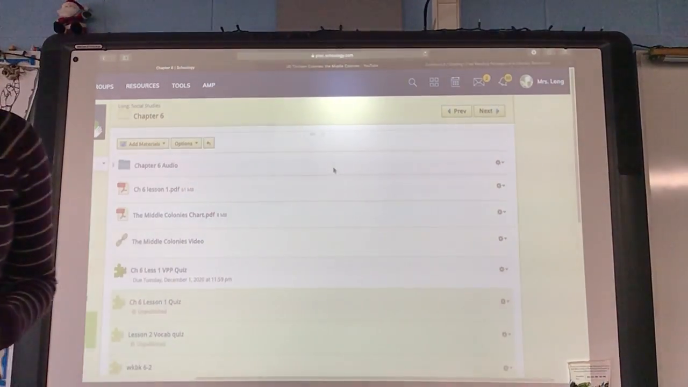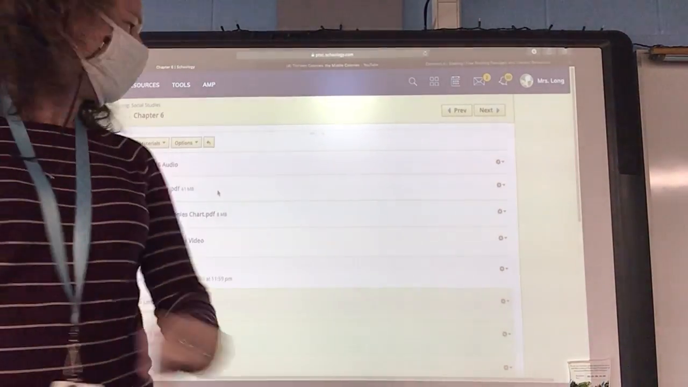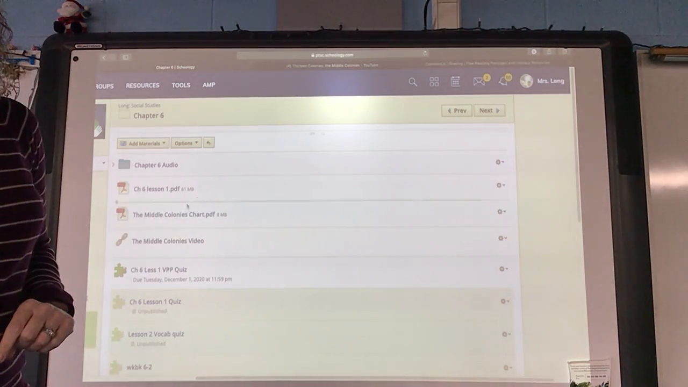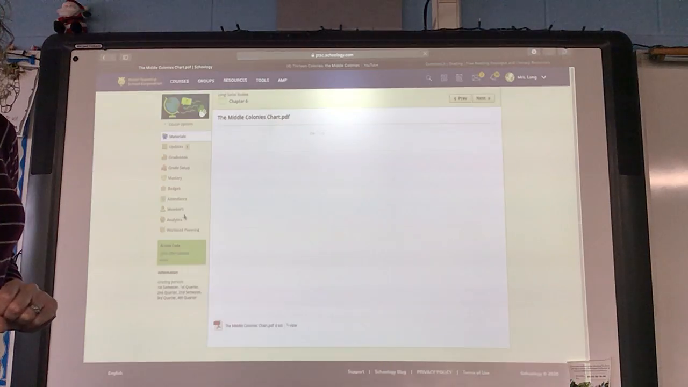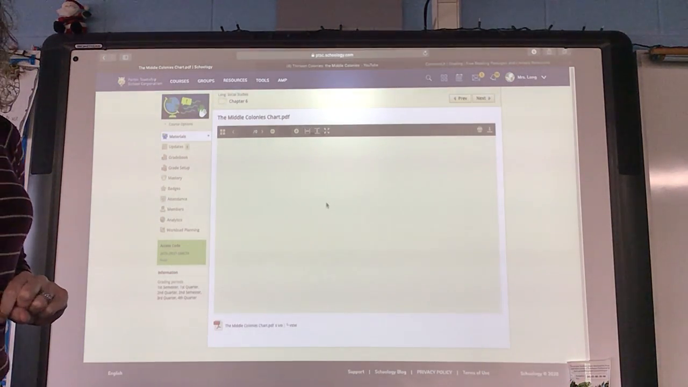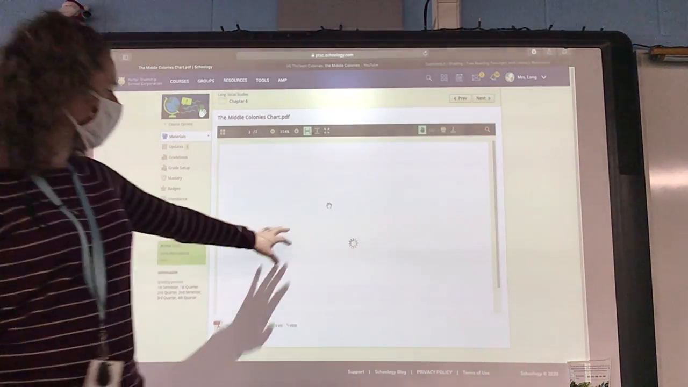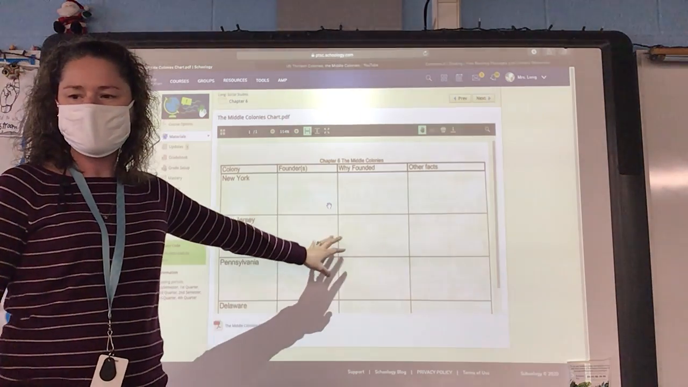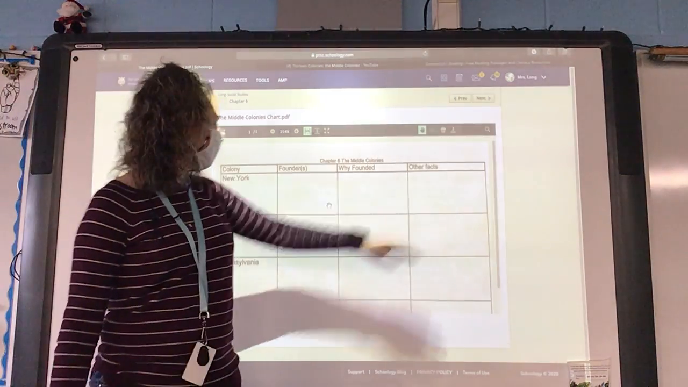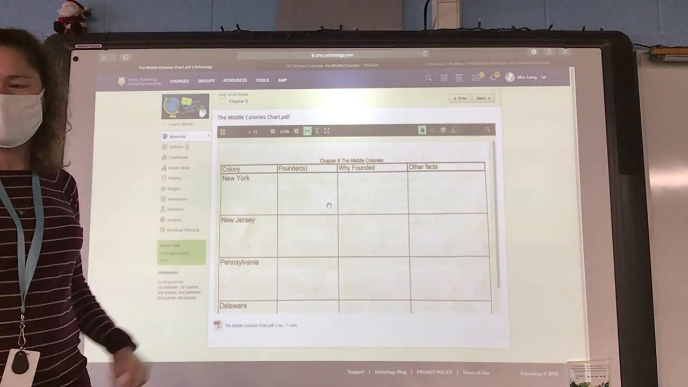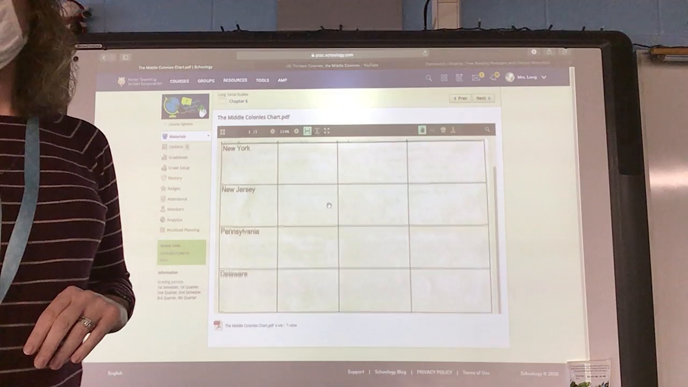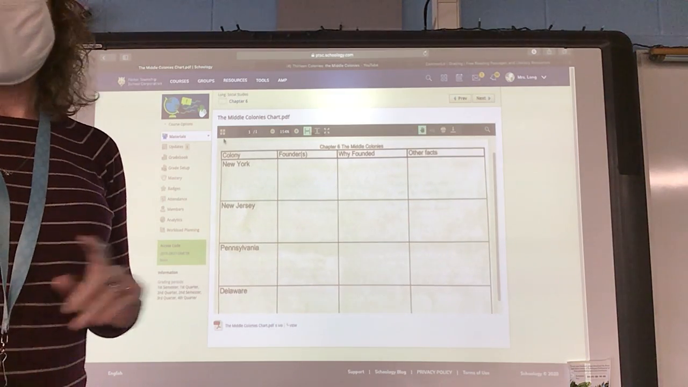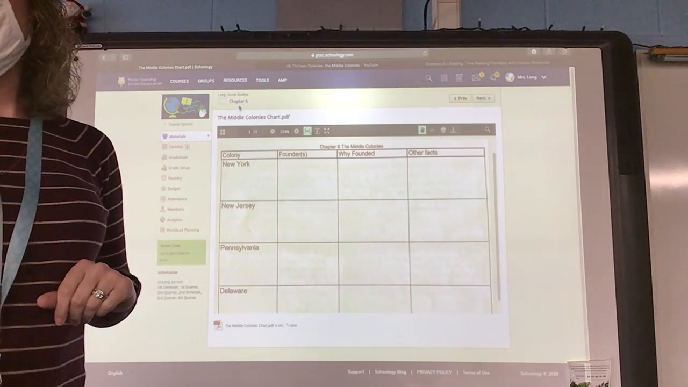All right. For those of you watching at home, you have the chart for social studies today posted on Schoology. You can print this chart off, or you can just copy something similar down into your notebook. It's just columns. And then I have over here the different colonies we're going to learn about today. So you can copy that into your notebook. For those of you that have the chart here, you're going to fill in this chart as we go along.